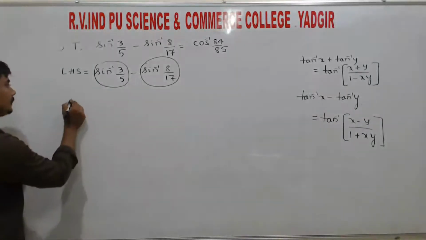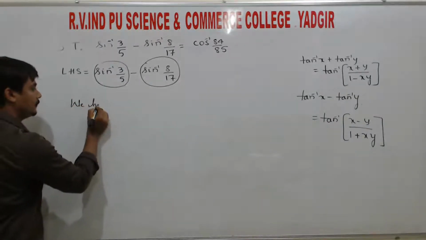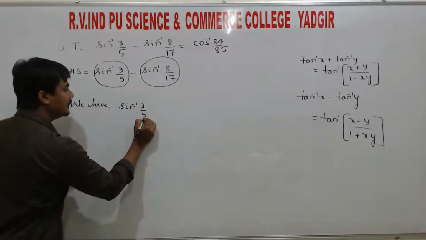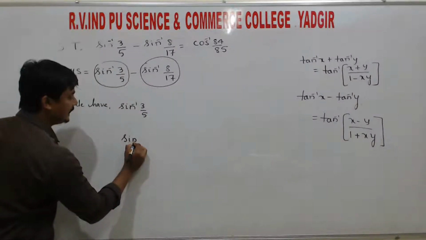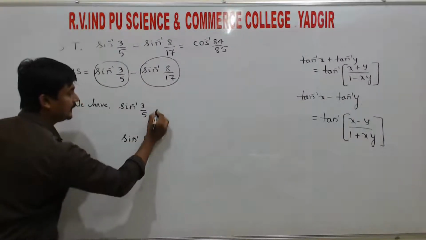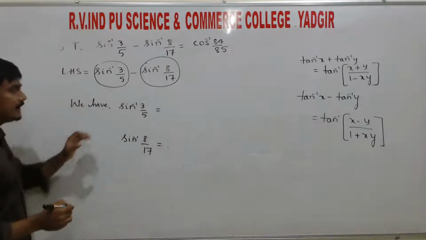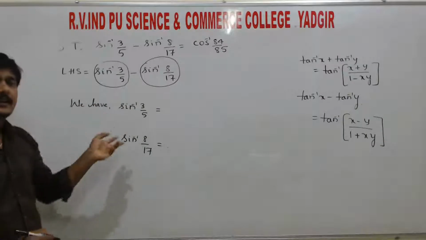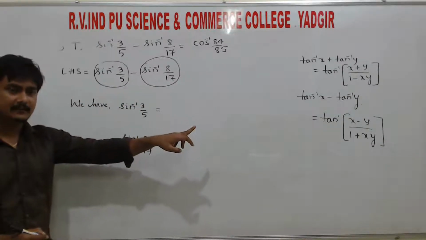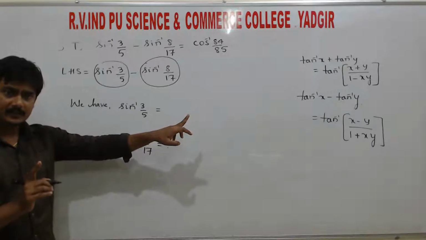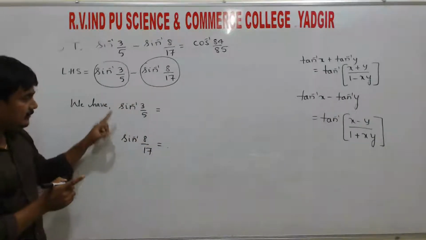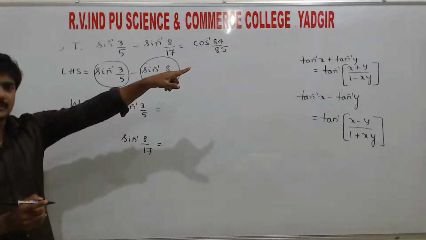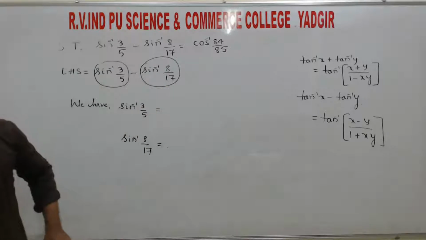Now at LHS, dear students, we have sine inverse of 3 by 5 and sine inverse of 8 by 17. What is my intention here? I want to express these two inverse trigonometric functions in terms of tan inverse. Are you getting my point? Why are we expressing any inverse trigonometric function in terms of tan inverse? Already we know those two formulae which can be used.